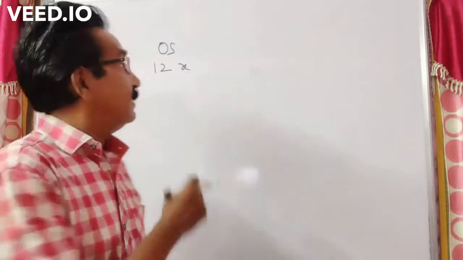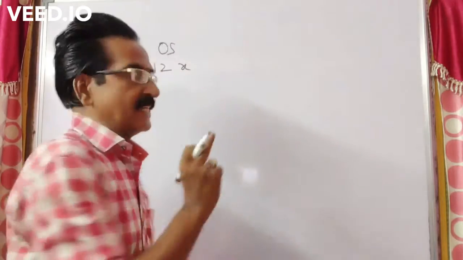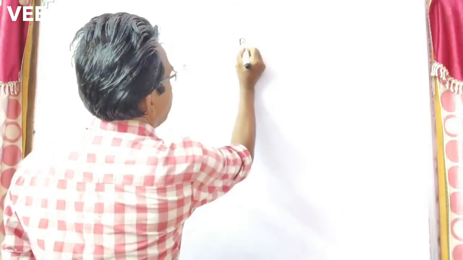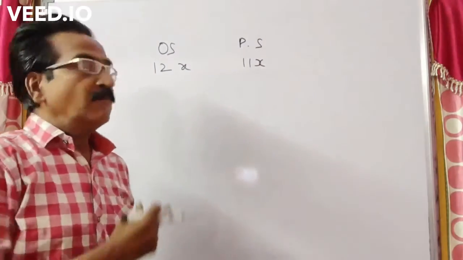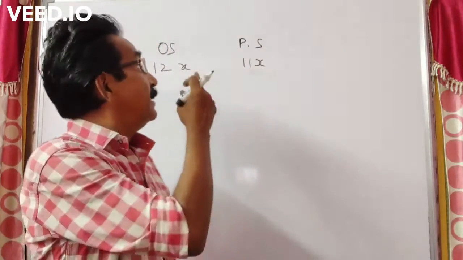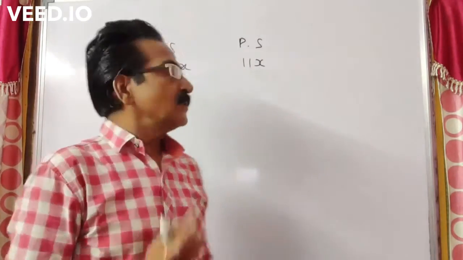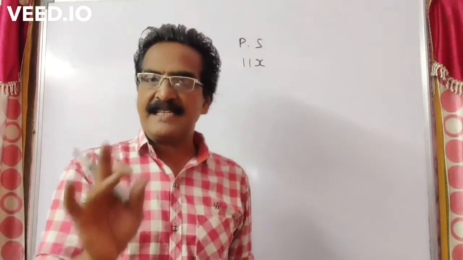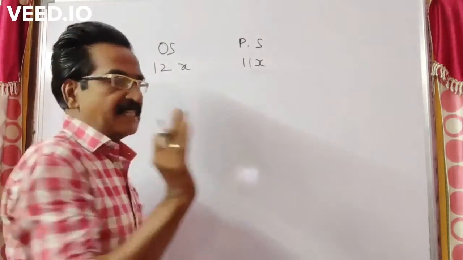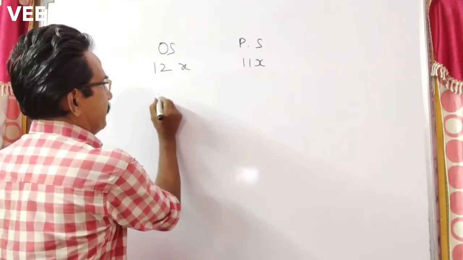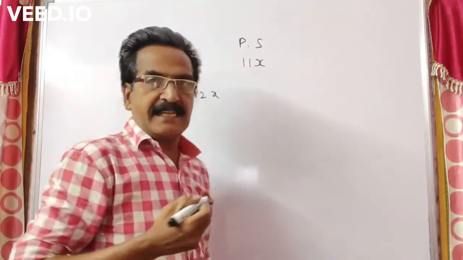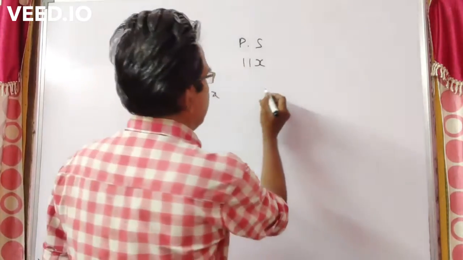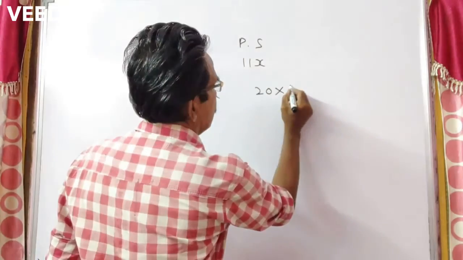And now he reduced his speed by 1/12. 1/12 of 12x is x. So he reduced his speed by x. So his present speed is 11x. Original speed 12x, present speed 11x. So how much distance does he travel in 20 hours with 12x speed? 20 into 12x. How much distance does he travel with reduced speed in the same 20 hours?